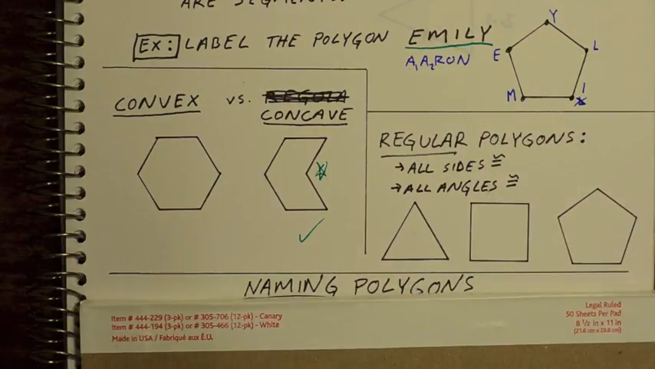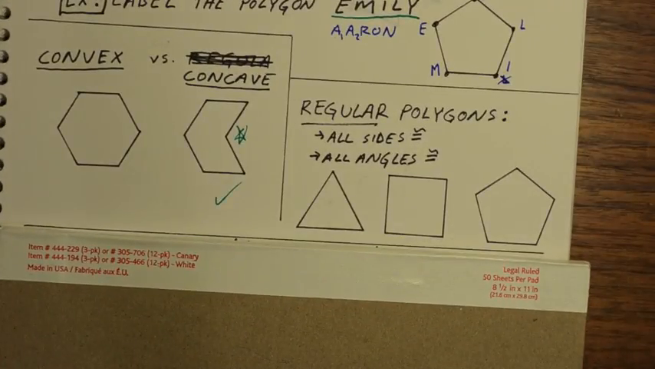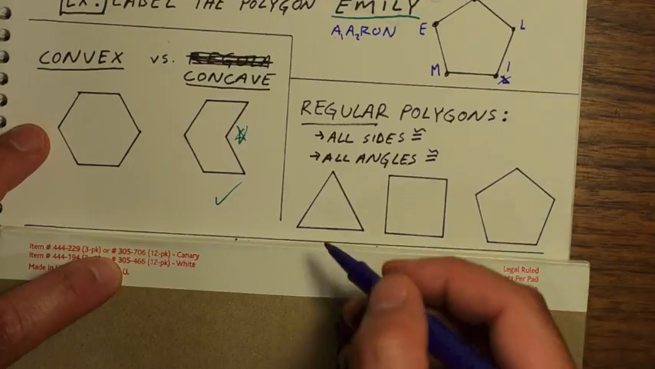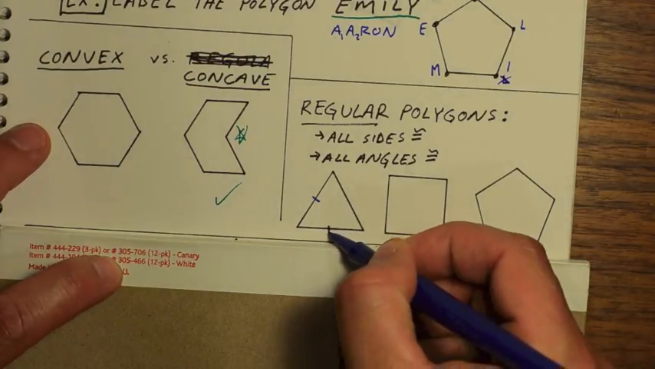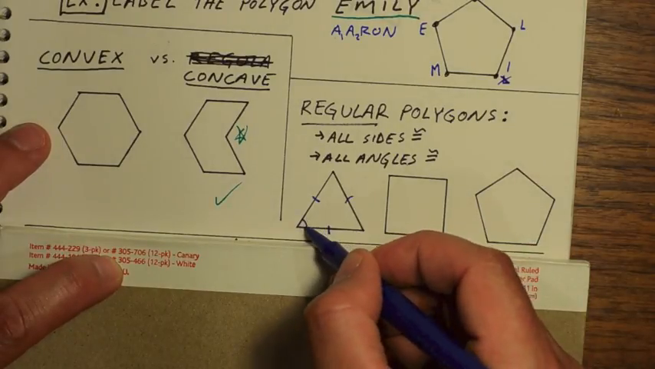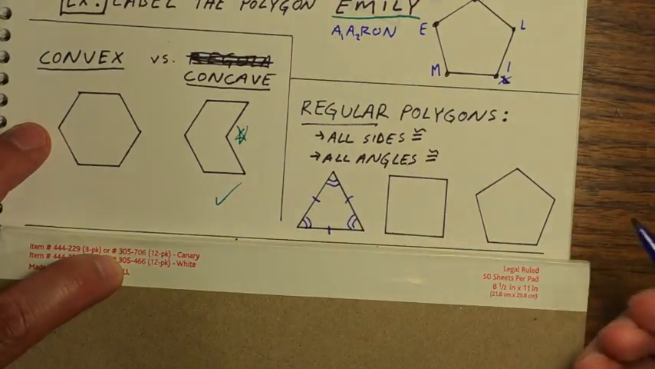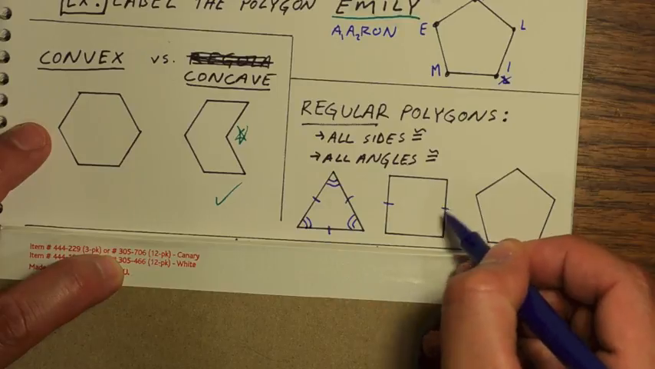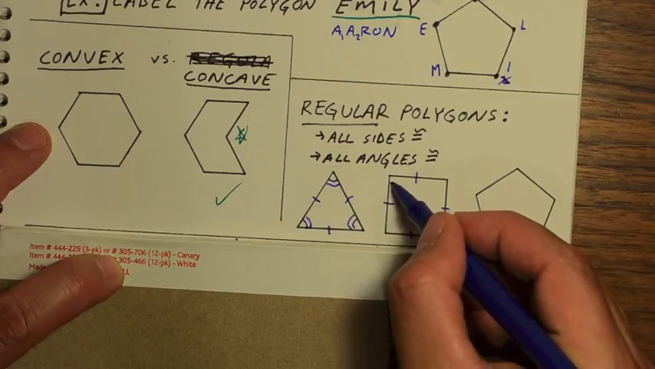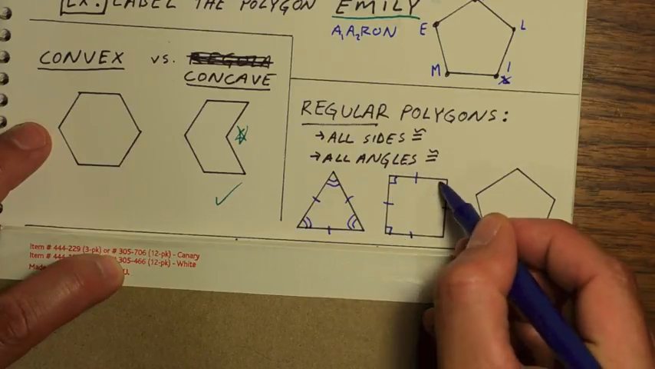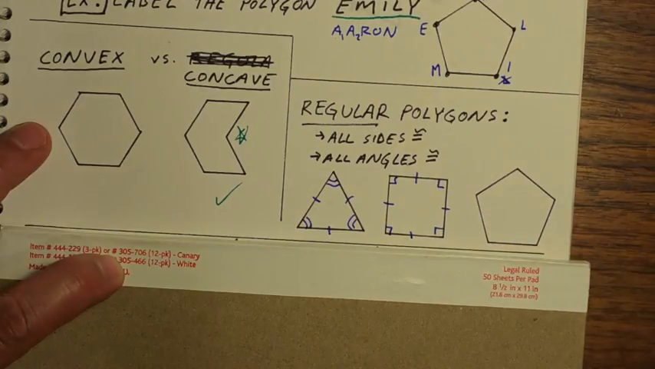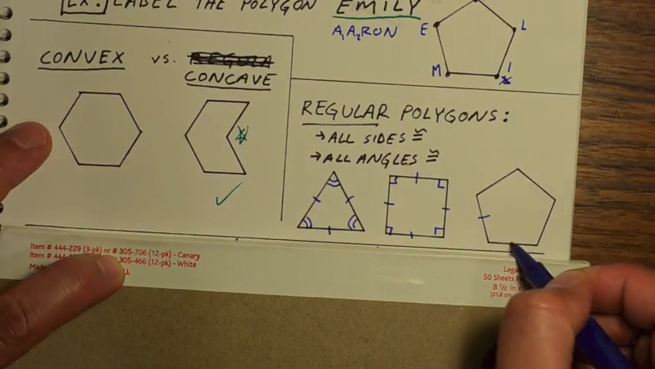Next definition, we have some polygons that are called regular polygons. And a regular polygon is one in which all of the sides are congruent and all of the angles are also congruent. So for example, if we knew that all three of these sides were congruent and all of these angles were congruent, then we'd have a regular polygon. Likewise with this four-sided shape, if we knew that all of the angles and all of the sides were congruent, it would be considered regular.